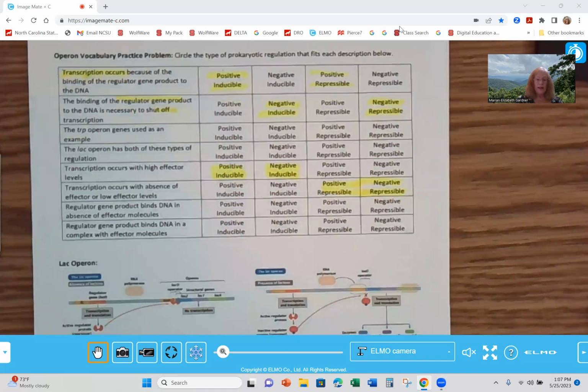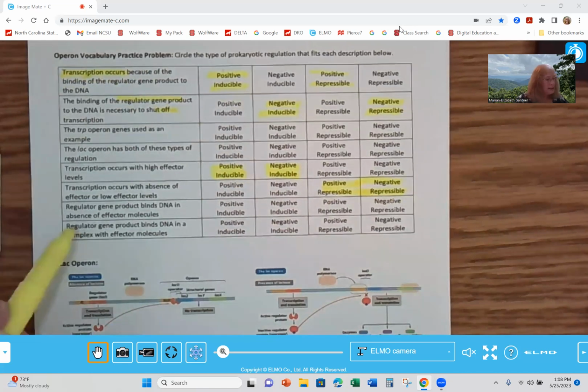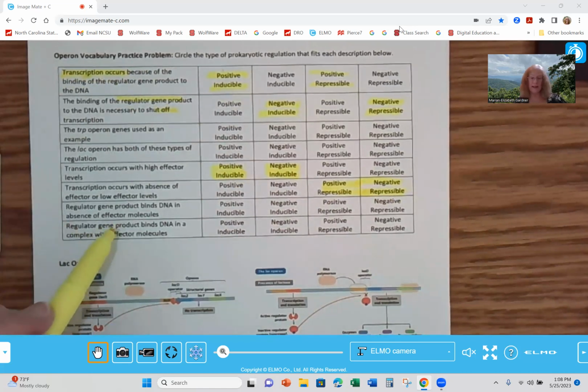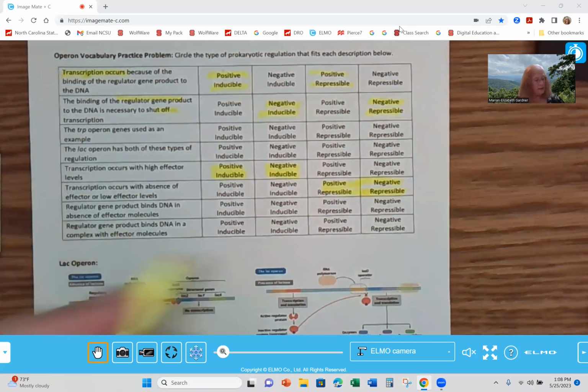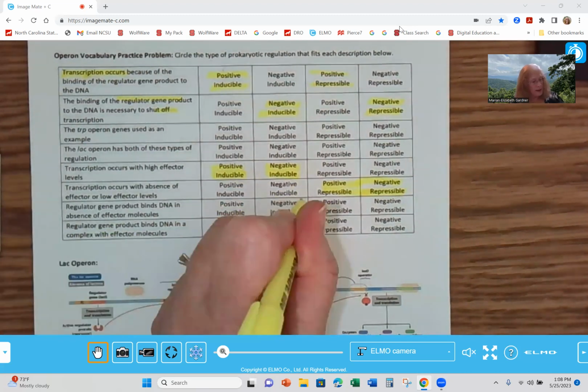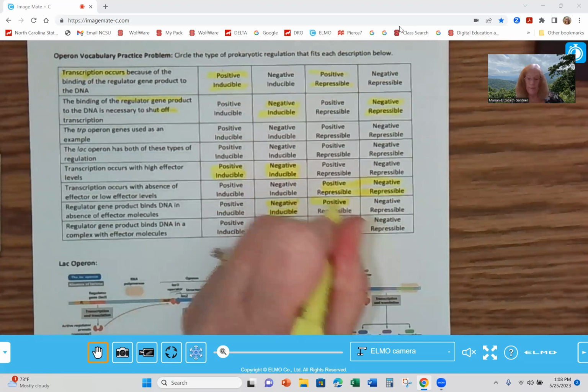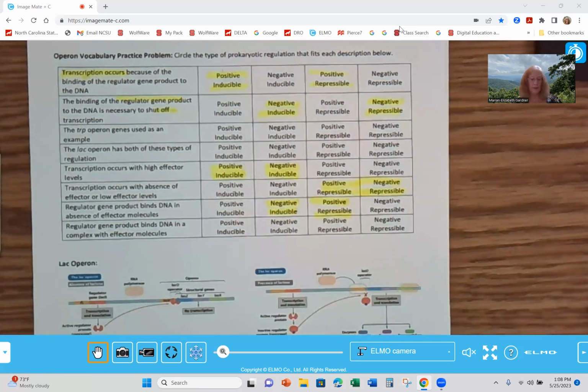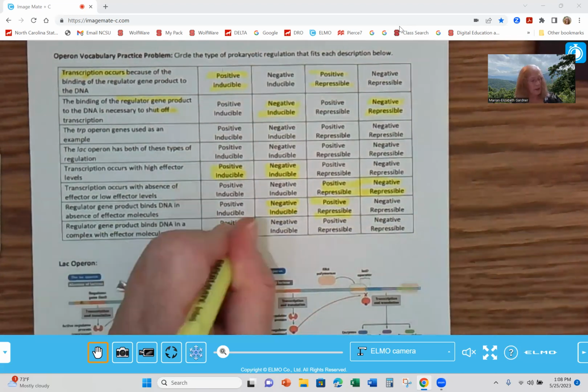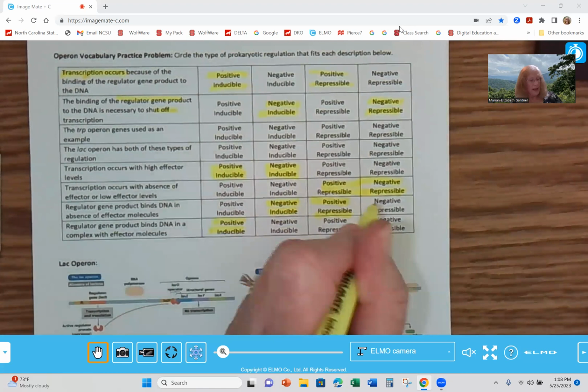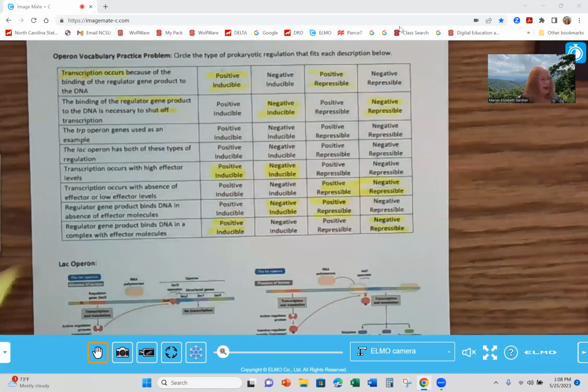And then the regulatory gene product binds to the DNA in the absence of effector molecules. That happens with negative inducible and positive repressible. And the regulatory gene product binds to the DNA in complex with effector molecules. That happens with positive inducible and negative repressible. And I think these last two will make a little bit more sense as we talk a bit about the lac and the trp operons.